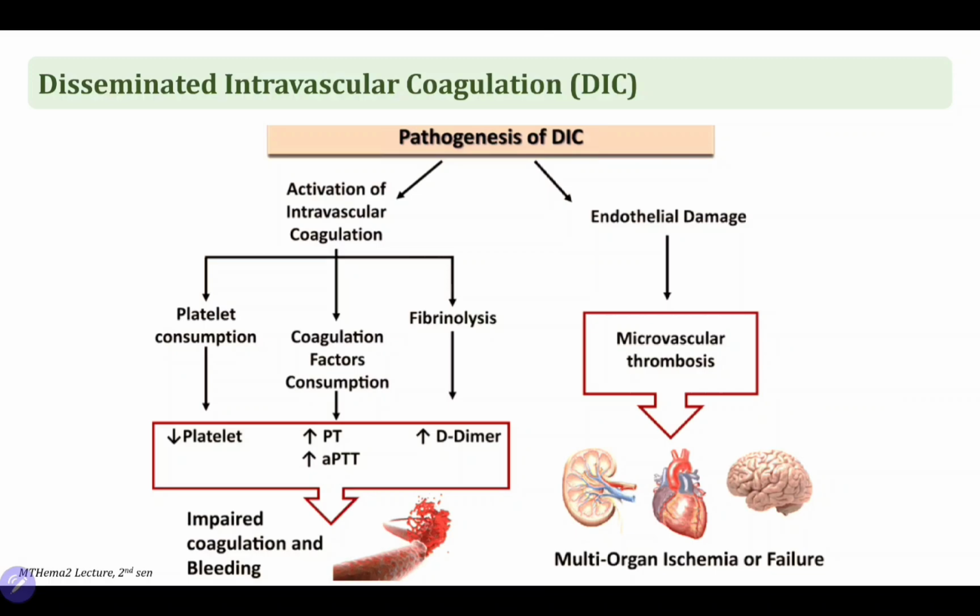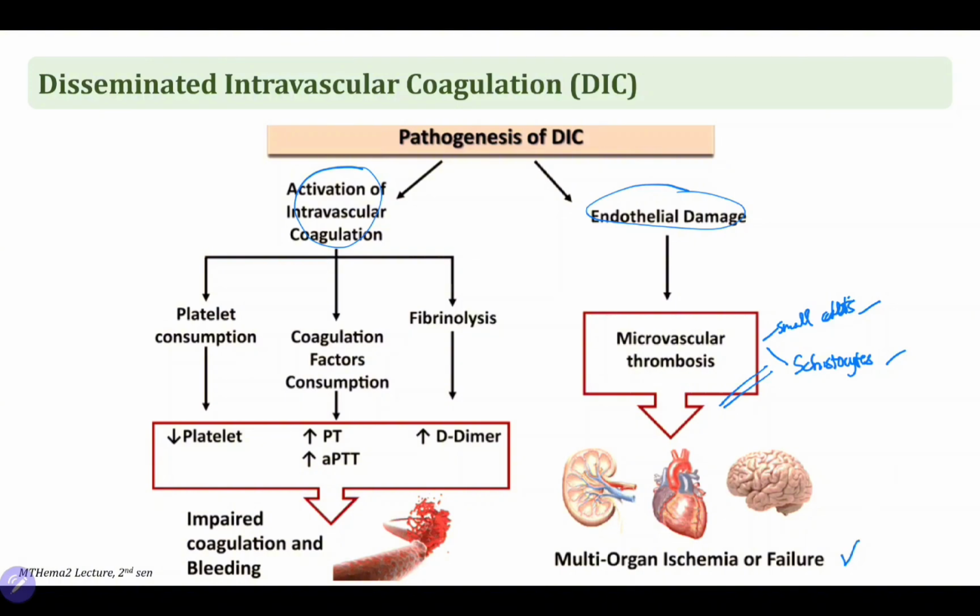Okay, now in DIC, guys, there is the activation of your intravascular coagulation and also your endothelial damage. Endothelial damage would eventually lead to microvascular thrombosis. Okay, meron kayong mga presence ng small clots. And then also a red cell anomaly associated with it, which is your schistocytes. Once you have these small clots and schistocytes, these eventually flow in your circulation and might cause a blockage in your different organs, which eventually leads to multi-organ ischemia or failure.